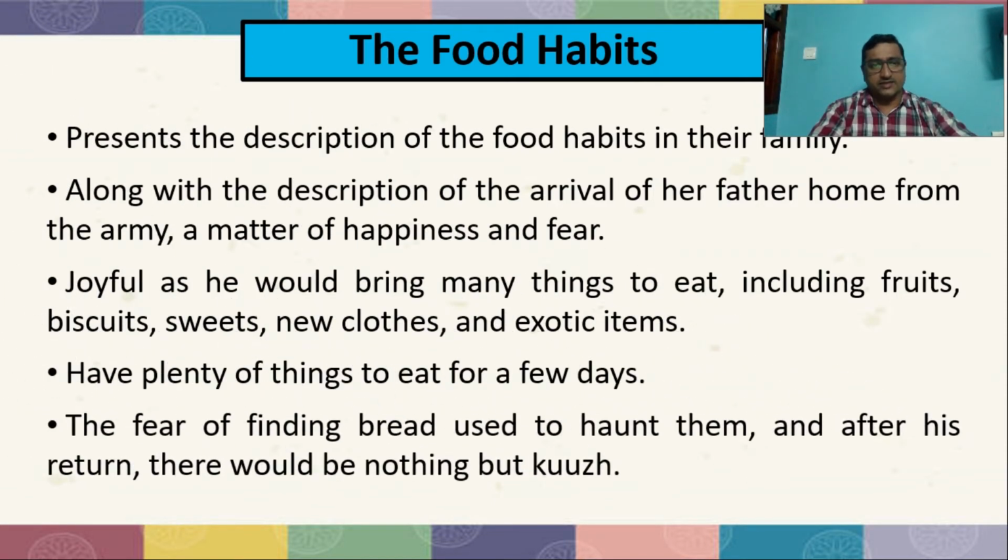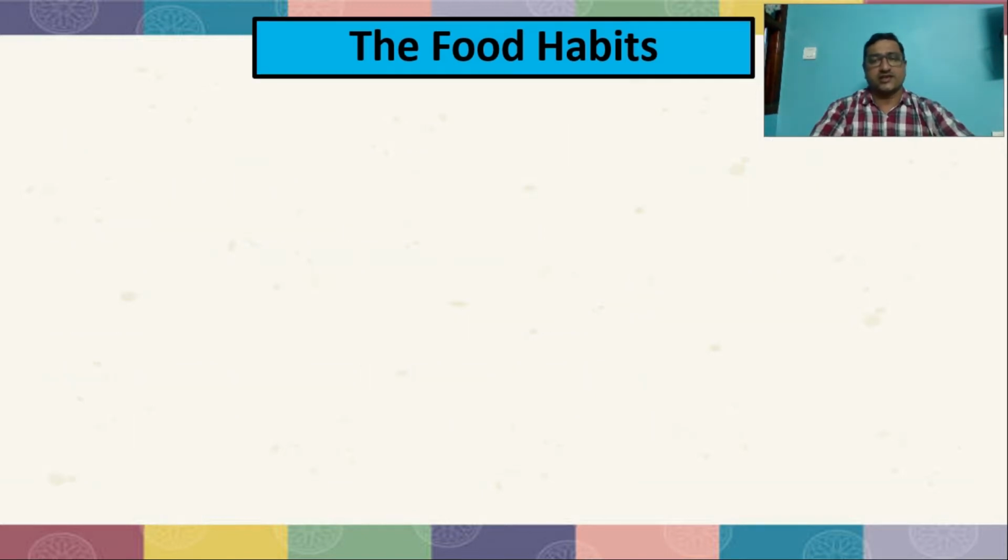But on the other hand, we also see there was fear. What is the fear? The fear of hunger used to haunt them, because after his return, they would have to work hard, and there would be nothing but koozh, right? There would be nothing but koozh. Only in his presence or his arrival could they have some kind of rich food and enjoy varieties. His arrival was a mixture of happiness, because his exit would leave them again in the same kind of poverty. It's a kind of fear as well. That's how Bama presents that incident.